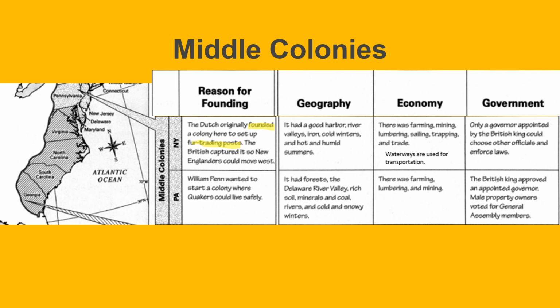The geography of the northern part had a great harbor, New York Harbor, had good rivers, valley, had iron, but the winters were very cold and the hot summers were brutal.